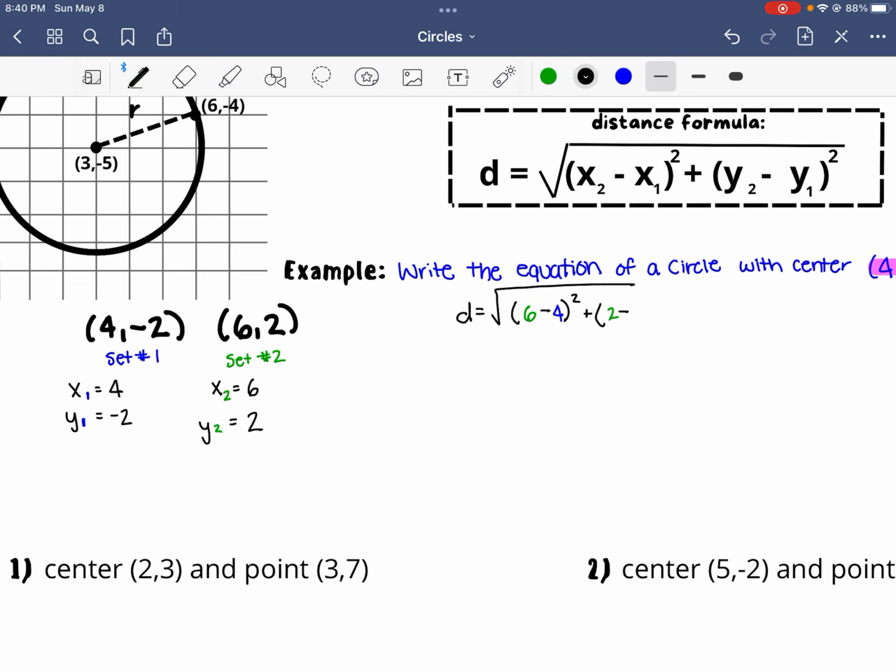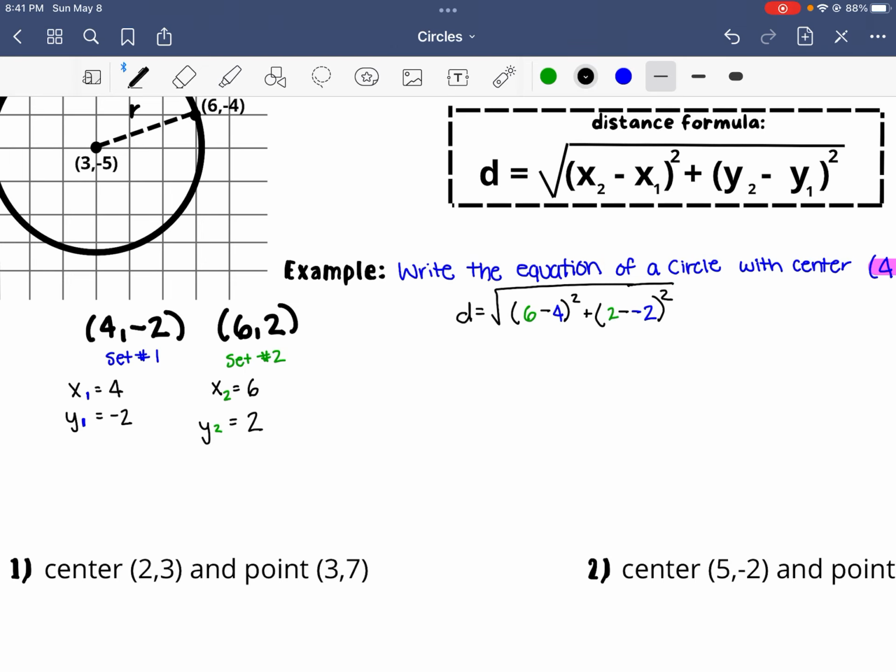Minus my y value of my first one, which is -2. Now remember, it's minus my y, it's minus the value. So I'm going to put two minuses because my value is -2. So it's going to be minus a -2, okay? You have to be very careful about that. I see a lot of mistakes being done like that.